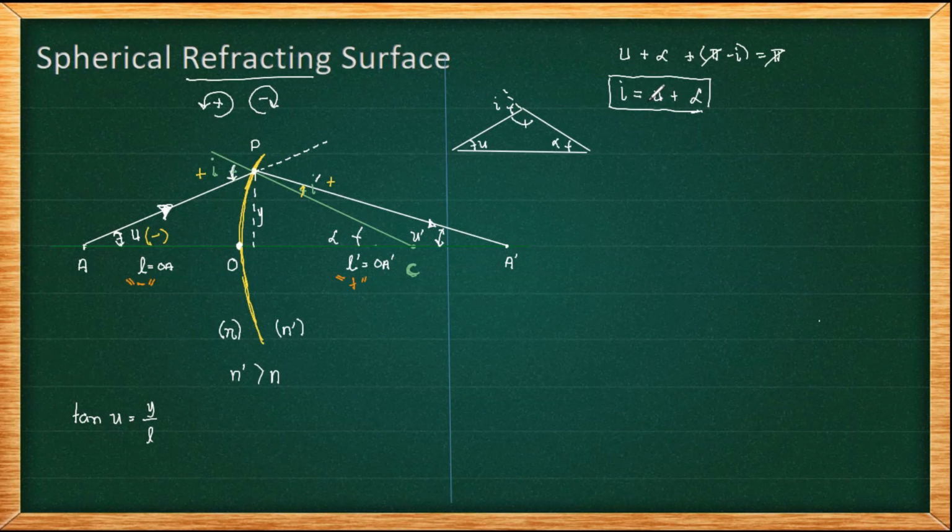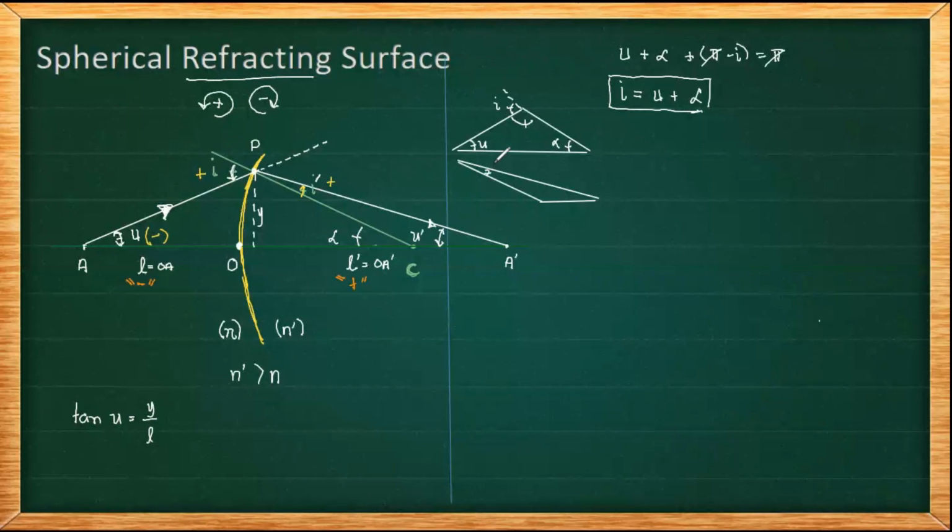Now let's go to the other triangle, I mean. We want to find the relationship between U prime and I. So for that, we will be considering this triangle here. And let me redraw that. We have this, yeah, it looks something like this.